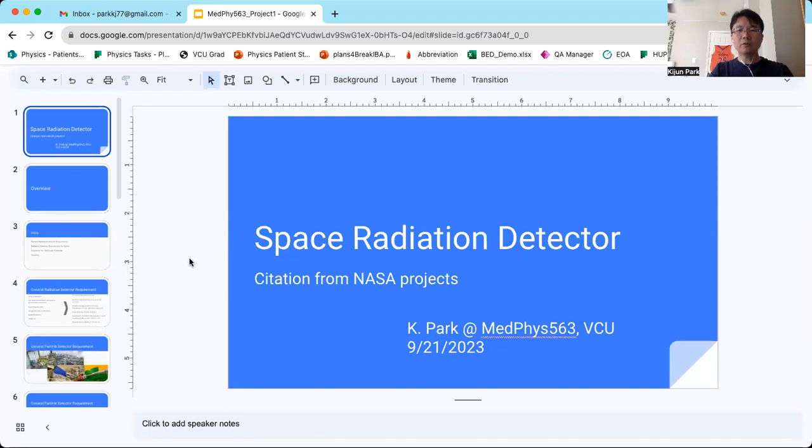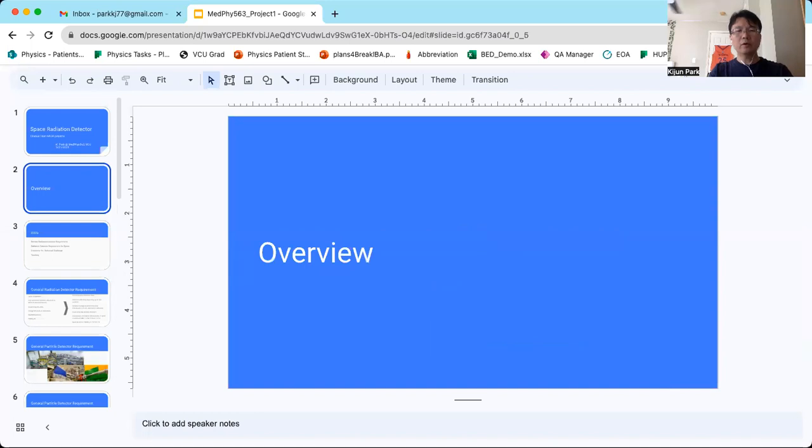So today I'm going to talk about space radiation detectors. This talk is mostly drawn from citations of one of the recent NASA projects. What I want to cover in this presentation is an overview of space radiation detectors.